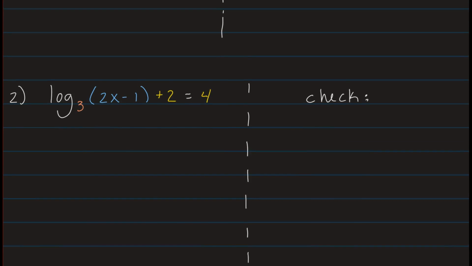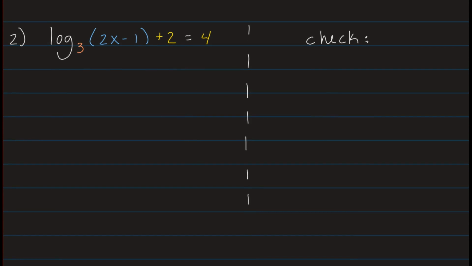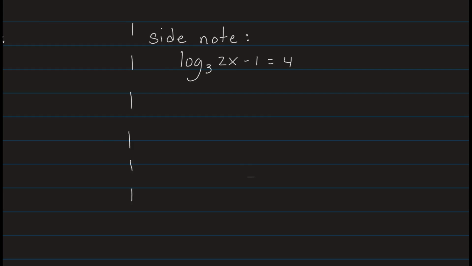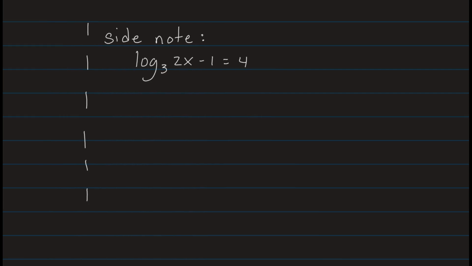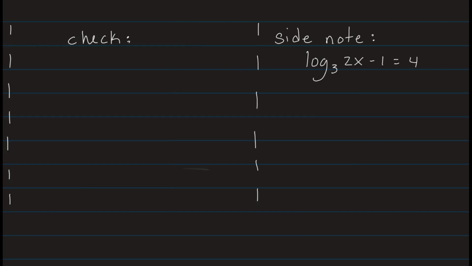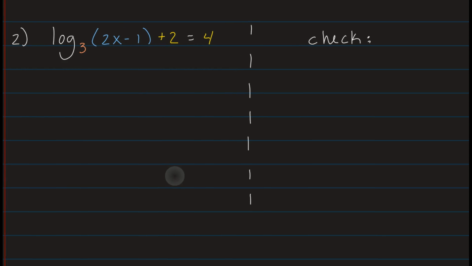So let's move on and try this next example, number 2. We this time have log base 3 of 2x minus 1 plus 2 equals 4. Now before we get started on this problem, I do want to make a little side note here. This example has log base 3 of 2x minus 1 equals 4. Notice the difference between this example and this example.